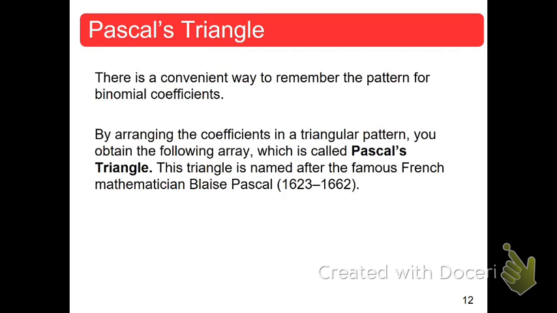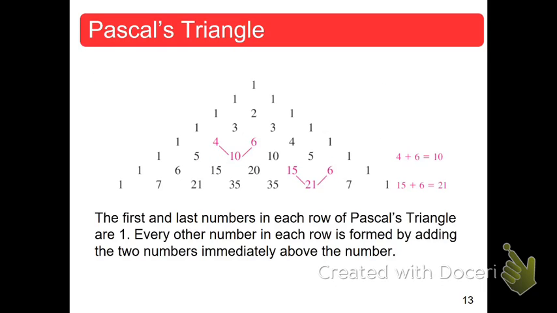Okay, Pascal's triangle. It's just a convenient way to remember the pattern for binomial coefficients. So it looks like this, and you will need to know how to form it, but it's really not that hard to form. Notice your first and your last numbers are going to be ones all the way down. So your first number and your last number is always going to be a 1.